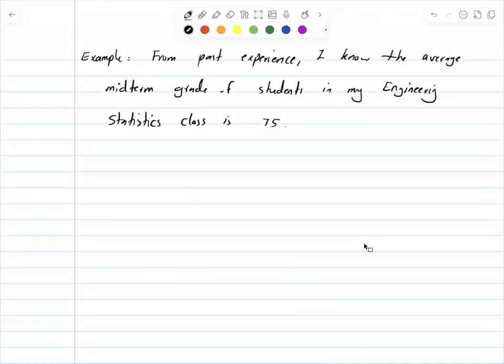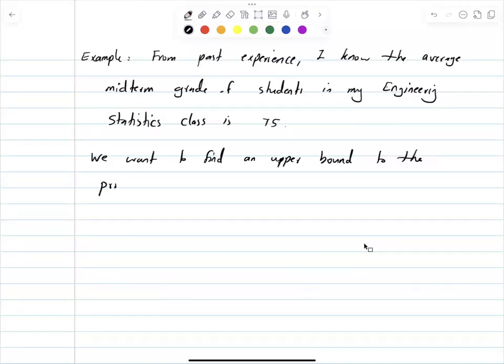First of all, we want to find an upper bound to the probability that a random student's grade will be more than 85.